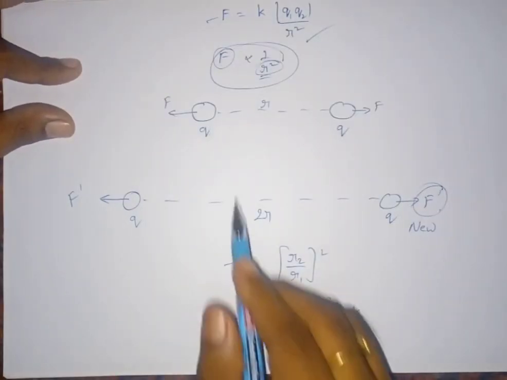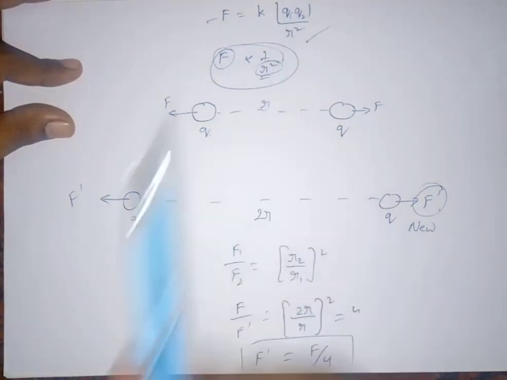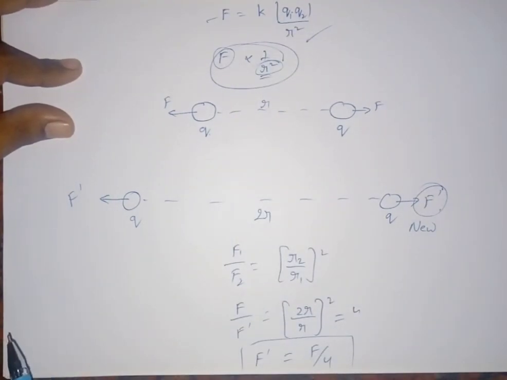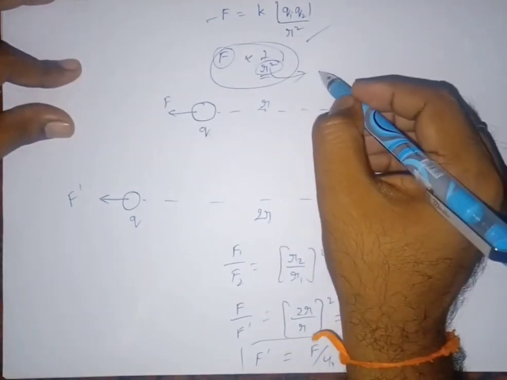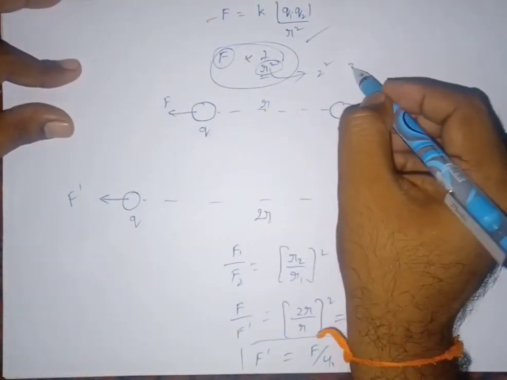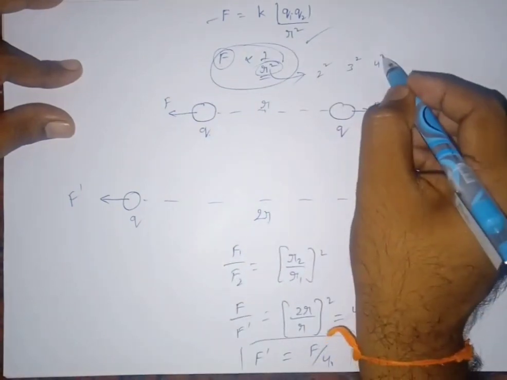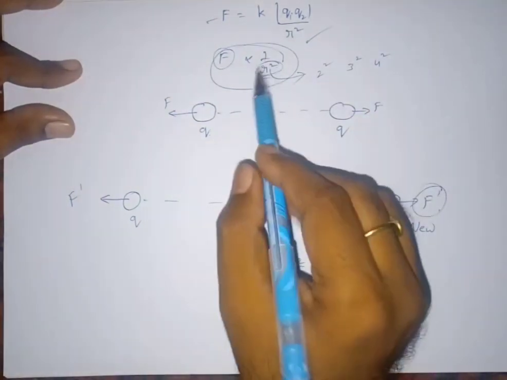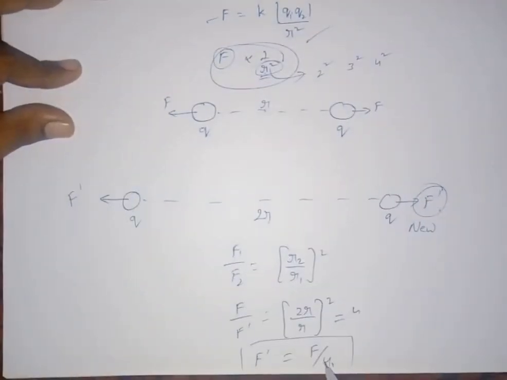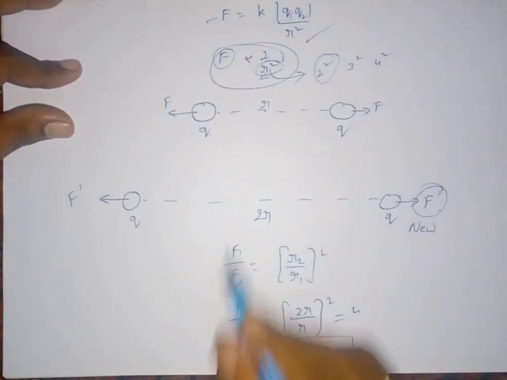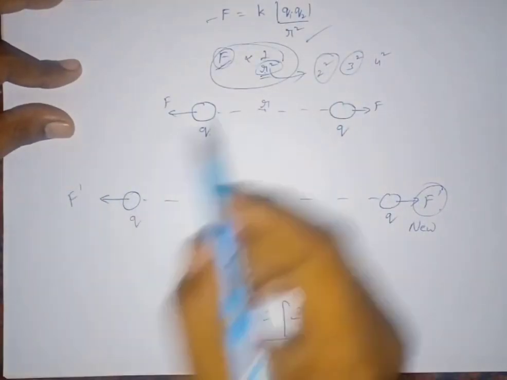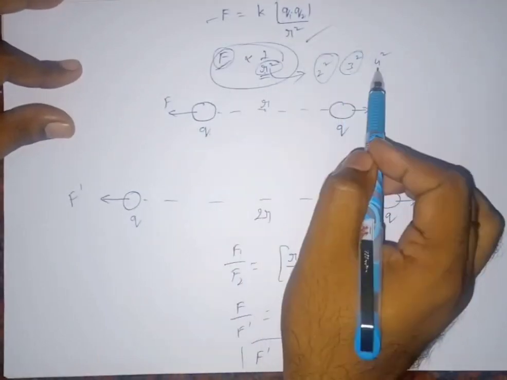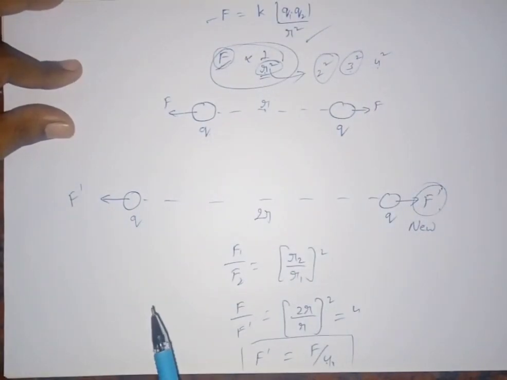It is definitely reduced by 4 times because it is inversely proportional to R square, when charges and the medium are kept constant. In this case only we doubled the distance and hence we got F by 4. Now what happens if we triple the distance? When we double it, it is 2 square. When we triple it, it is 3 square. When we quadruple it, it is 4 square. So whenever the distance is doubled, it becomes F by 4. If the distance is tripled, 3r, then it is going to be F by 9. If quadrupled, it is going to be F by 16 and so on.